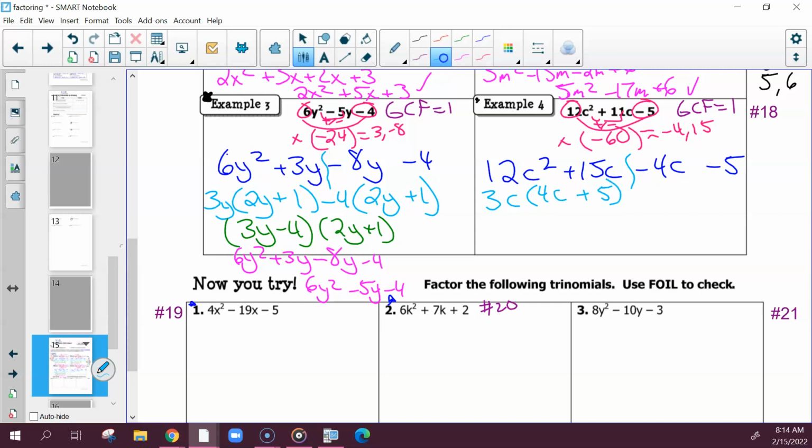What would we divide out of the second two? Negative 1. And that would leave us with 4C plus 5. Good. And then what would our two factors be? Negative 1 is one of them, and 4C plus 5... I mean 3C minus 1 and 4C plus 5.